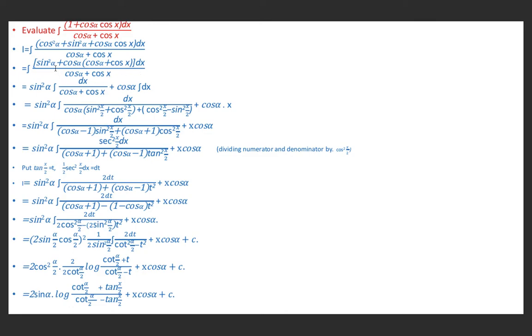So sin square alpha is constant, so I have written it outside the bracket. So it is dx upon cos alpha plus cos x. First term, sin square alpha dx, so sin square alpha outside, dx upon cos alpha plus cos x. Here in the second term, cos alpha into (cos alpha plus cos x) upon (cos alpha plus cos x), cos alpha plus cos x will cancel out. Cos alpha is constant, so I have written it outside the bracket. Inside we have only dx. So this is sin square alpha integration of dx upon cos alpha plus cos x plus cos alpha integration of 1 into dx.